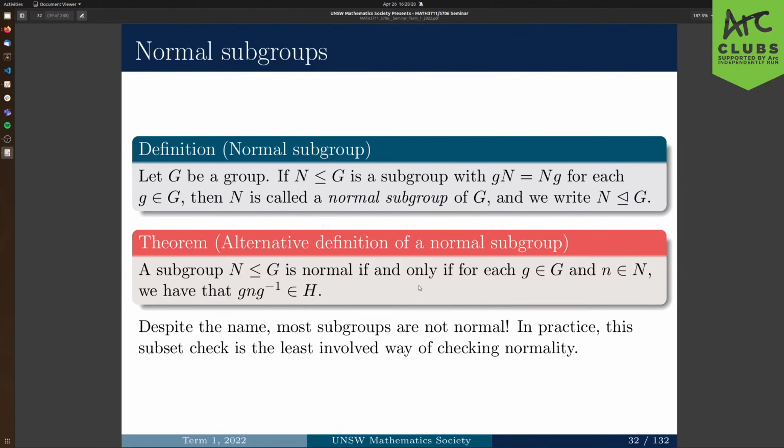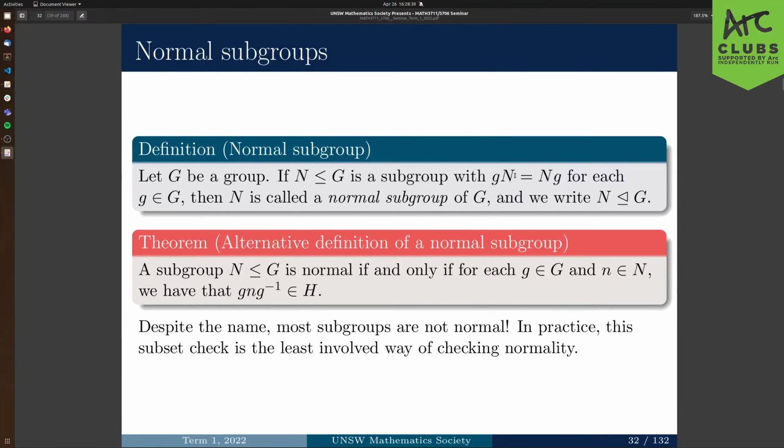Normal subgroups are a special kind of subgroup. Earlier I mentioned that you could have left and right cosets, and it turns out that you can have similar notions of the results for left cosets and right cosets. They're not the same though. In general, you don't have the same thing. So left cosets and right cosets are not the same.